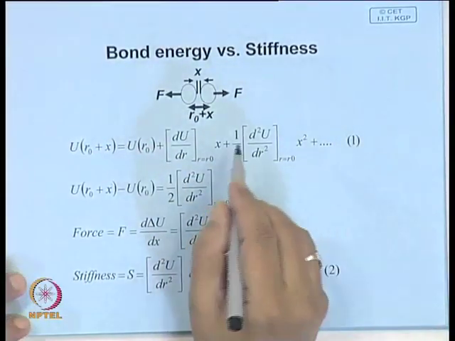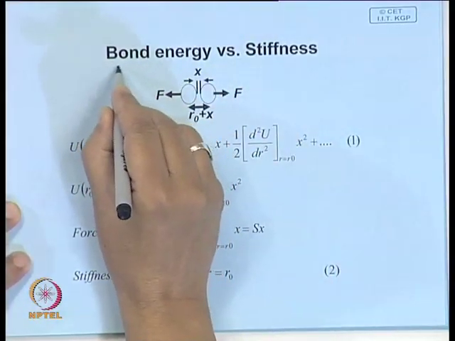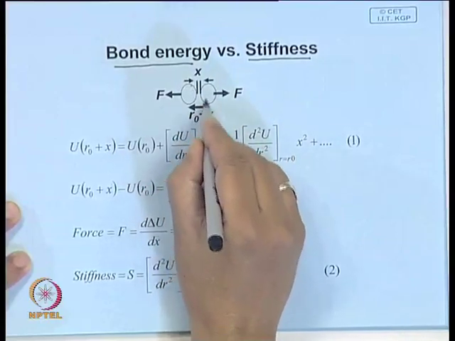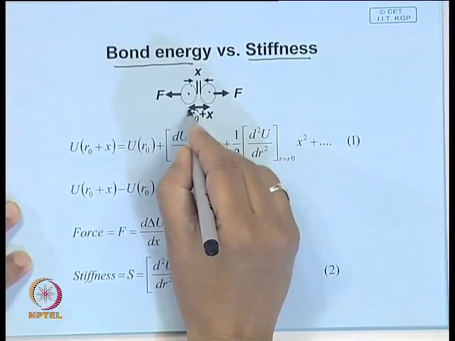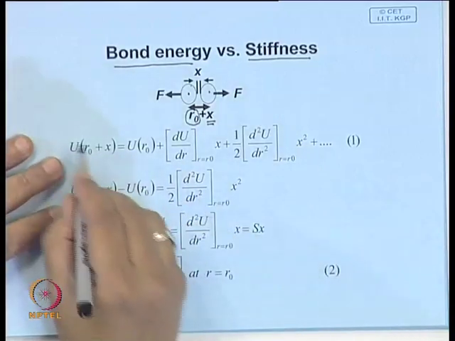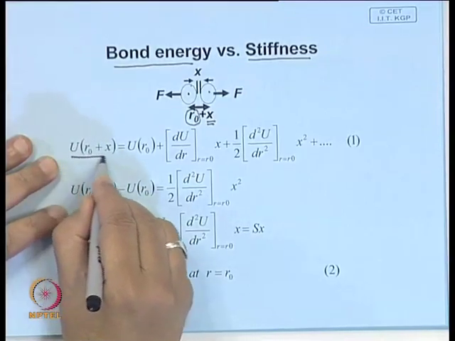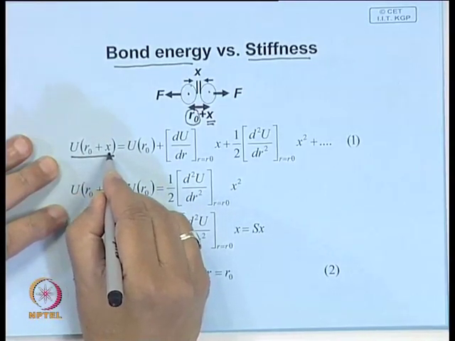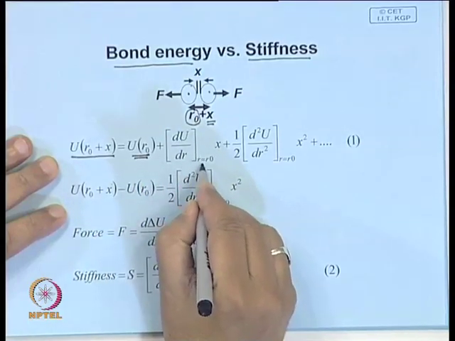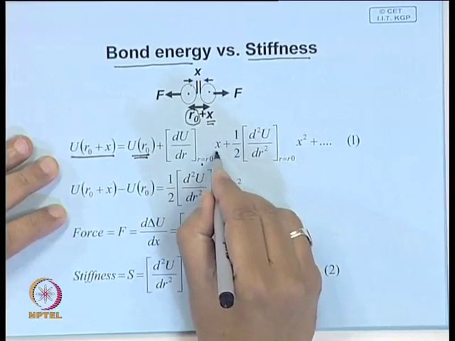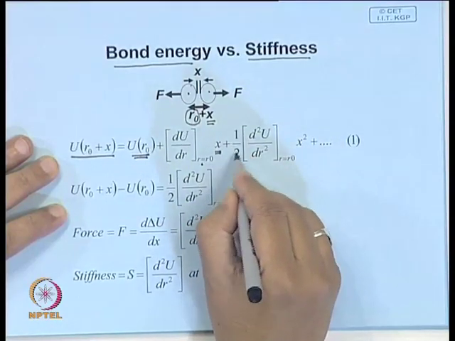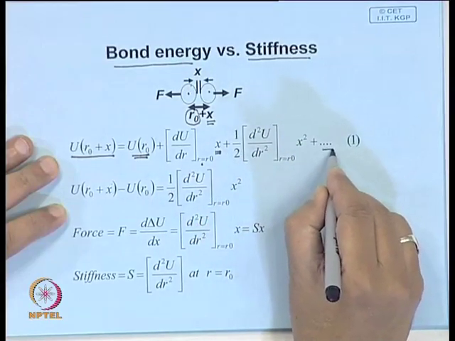Now, to find out the relationship between bond energy and stiffness, imagine that you have two atoms which are nearby, and the equilibrium distance between this and this is r naught. You try to displace it by a small distance x, and then the value of that energy u near r naught, that means at r naught plus x, can be given by a Taylor series. So, this is the value of u at r naught, then the first differential at r naught times distance x, then the second differential times x square. There is a constant coefficient 1 over 2, and we can neglect the higher order terms, which are smaller.